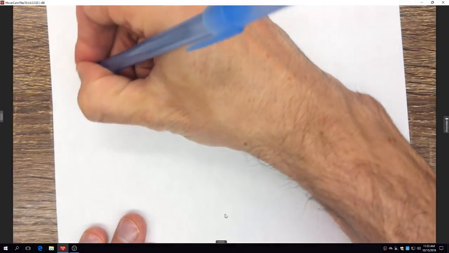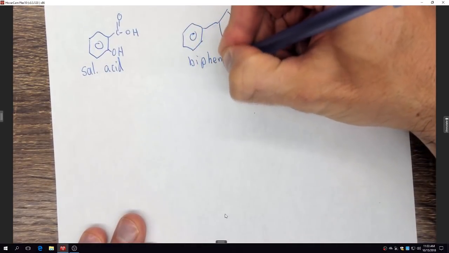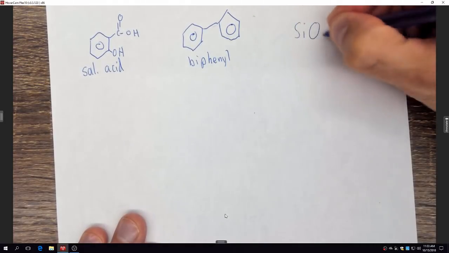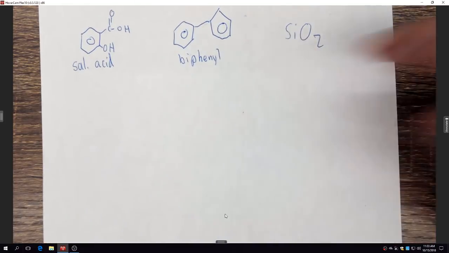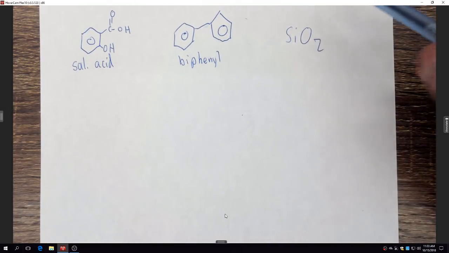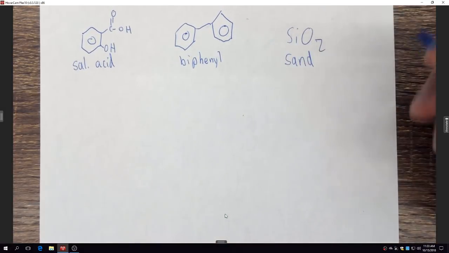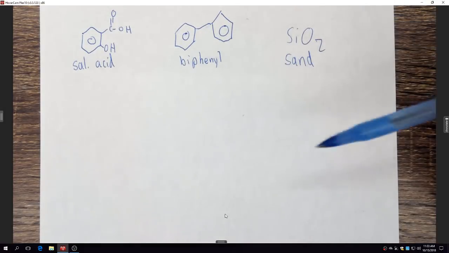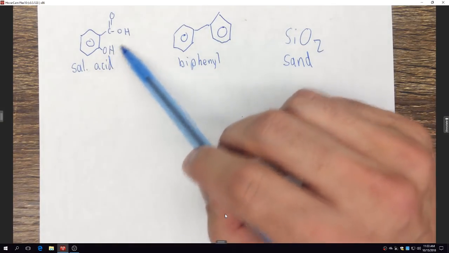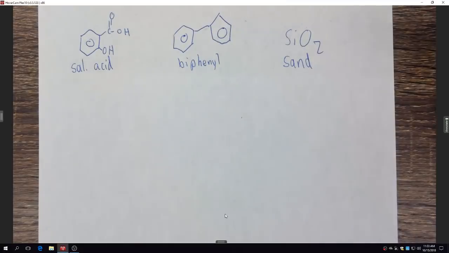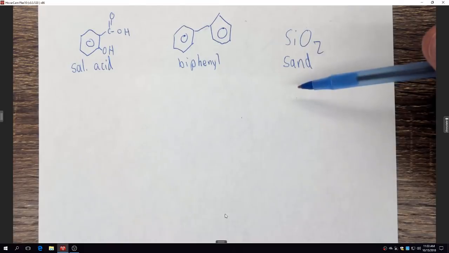So this is salicylic acid. This is biphenyl. And you're going to mix it with sand, which is essentially SiO2. It's a network covalent solid, so it's a network of silicons bonded to oxygens, and there's some OHs in there. But these are the three molecules that we're going to separate in parts 1 and 2. So this is our goal, and we're going to separate them based on functional groups. Salicylic acid is commonly found in acne medications. Biphenyl is just a relatively inexpensive, completely organic compound, and then obviously sand is sand.